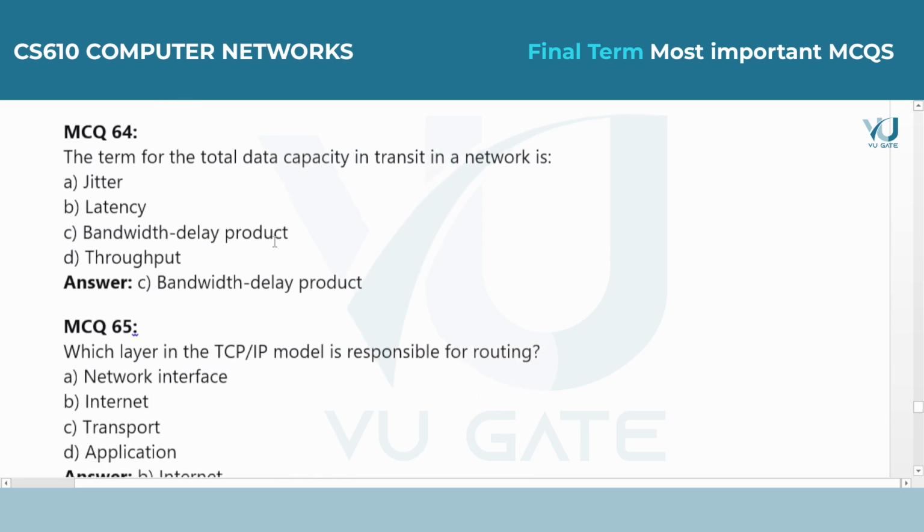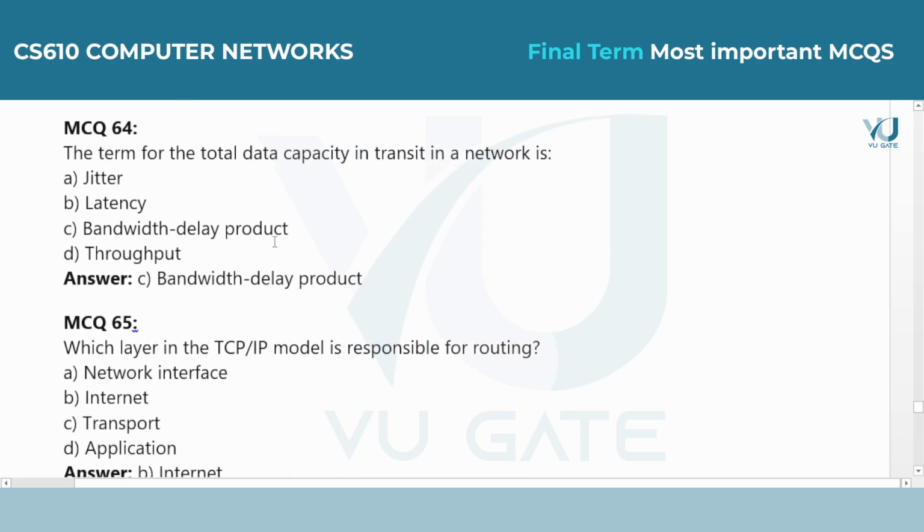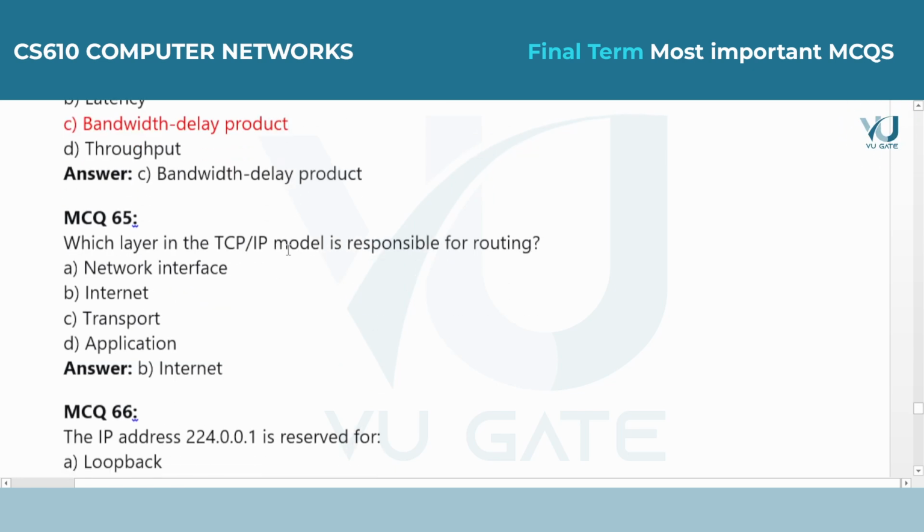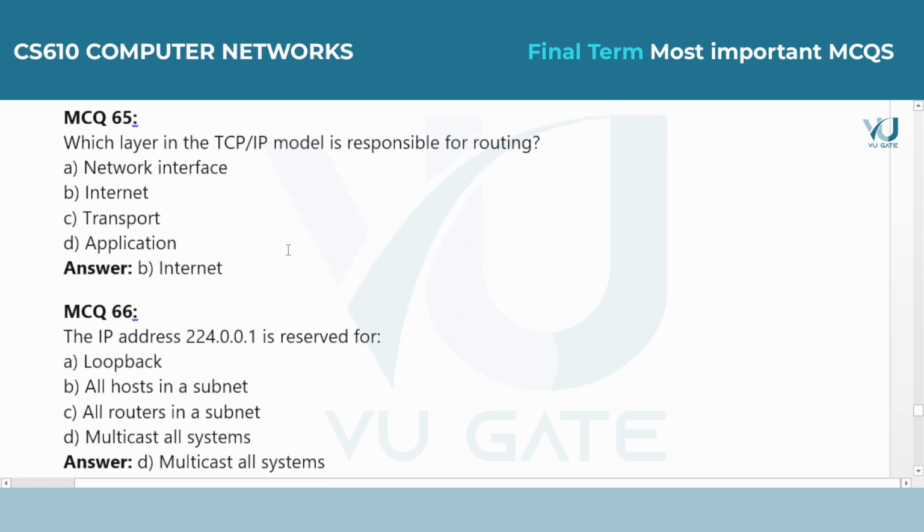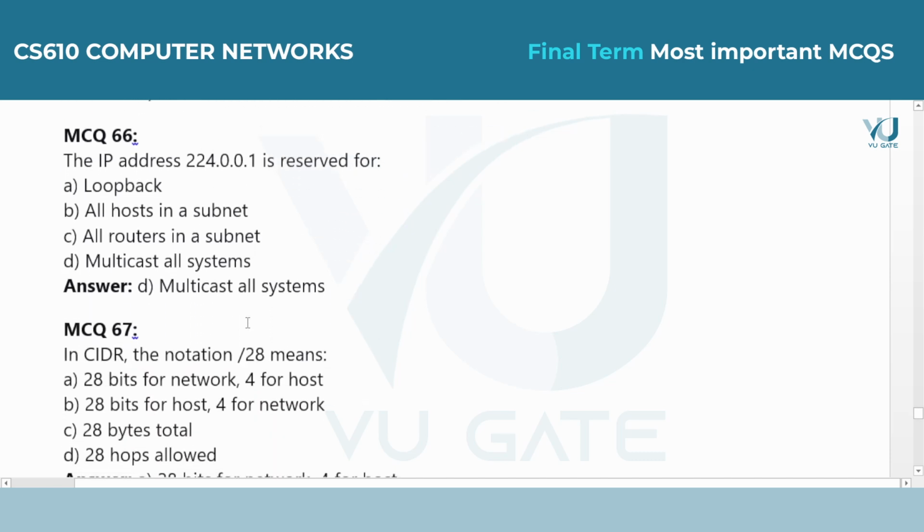MCQ 64. The term for the total data capacity in transit in a network is? Answer: C. Bandwidth delay product. Concept: this represents the maximum amount of data that can fill the communication link at any given time. MCQ 65. Which layer in the TCP/IP model is responsible for routing? Answer: B. Internet. Concept: the Internet layer handles the movement of packets from source to destination across multiple interconnected networks.